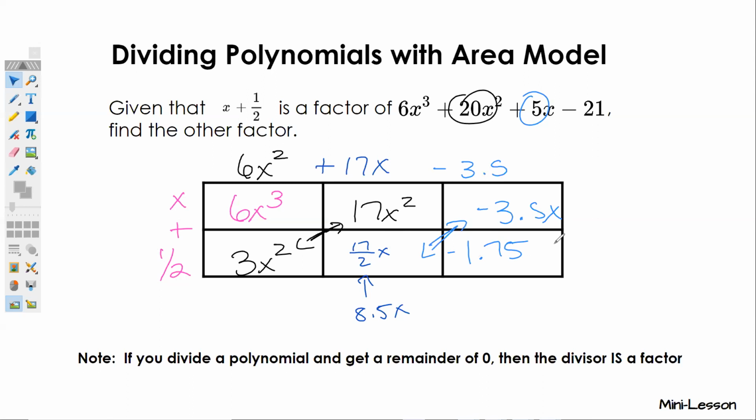Now, let me ask you this question. -1.75, is that the same thing as -21? No. So we've got -1.75 and we want to get to -21. So what do we need to add to get to -21? -20.25. Now, this is an extra box, right? Like we can't multiply something times x and get negative 20.25, right?